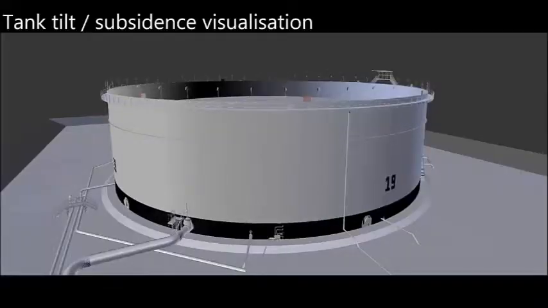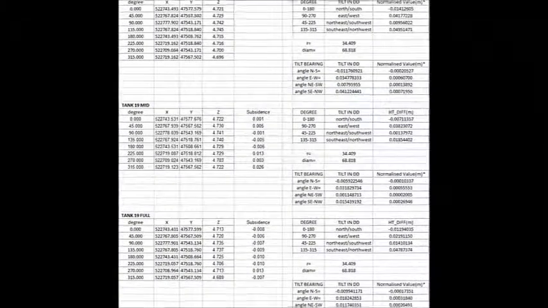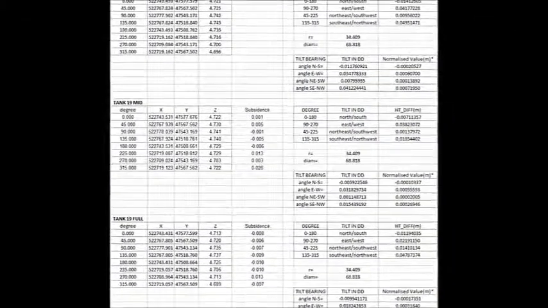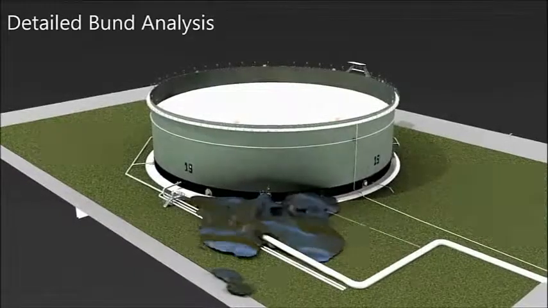From the scan data, we can analyse the tilt of the storage tank at different states of fill and monitor both the tank and its foundations to quantify changes that may be caused by settlement or subsidence.